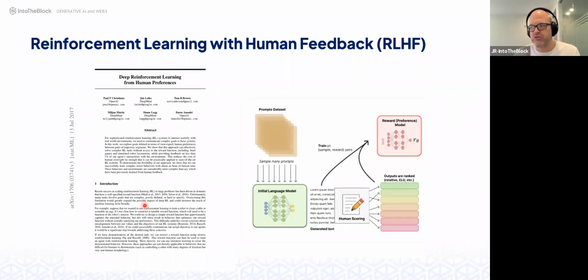So in 2017, researchers from OpenAI published this paper on Reinforcement Learning with Human Feedback. The acronym is RLHF. You're going to hear this all over the place if you're diving deeper into this space. So reinforcement learning is this technique that became famous because it was the technique used by DeepMind to train AlphaGo that beat Lee Sedol, the former Go world champion.